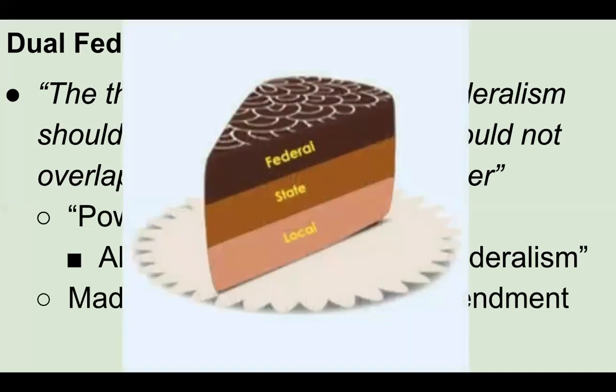And the reason it's called layer cake federalism. If you think about a layer cake, it would have, in this case, a layer of, I guess that would be strawberry? And then maybe a layer of chocolate. And then on top, you've got frosting. And those layers do not combine with one another. They're distinctly different. So when you think dual federalism, think layer cake.